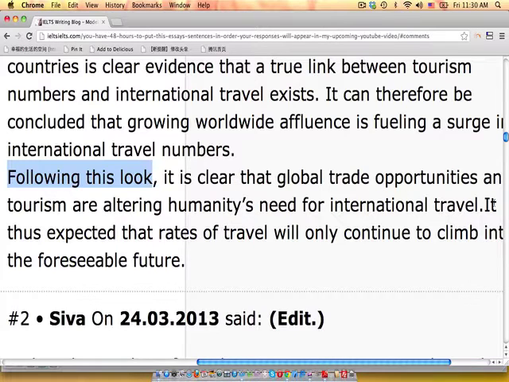It is thus expected that rates of travel will only continue to climb into the foreseeable future. And when we look at that sentence, we don't even need to look at any of the other sentences to know that this is going to be the way that we're going to finish the essay. It's an expectation, a prediction, or a recommendation.